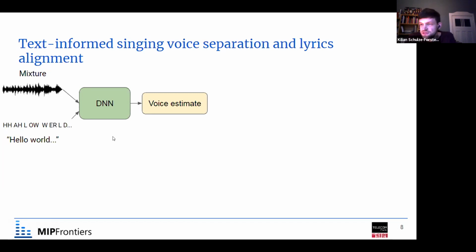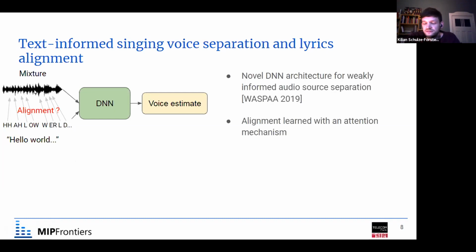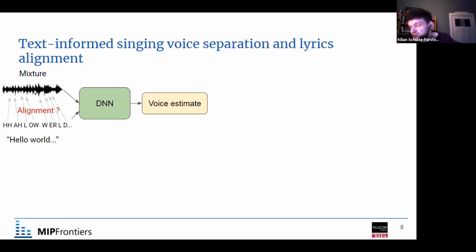And now to use them for source separation, we have one small problem. We don't know when in our audio signal which phoneme is pronounced. So we know they are going to be pronounced in some way, but we don't know where exactly. And this is a problem that's called automatic lyrics alignment. When I started my PhD, there was no method that could, with enough reliability, align phonemes on singing voice that was mixed with other instruments.